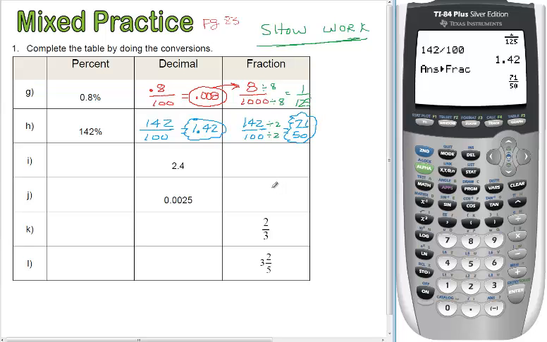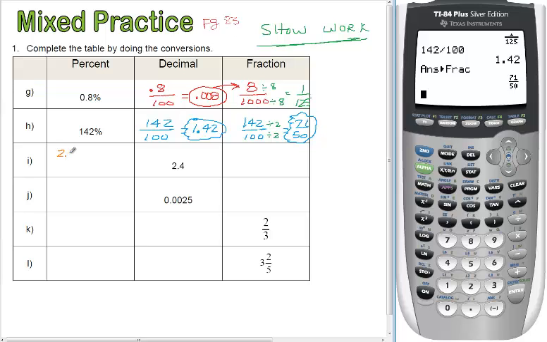Now, in the next two, we're given the decimal, and we have to go both ways. We have to go to percent that way, fraction this way. So how do we do that? How do we go from a decimal to a percent? Decimal to a percent, you multiply by 100.